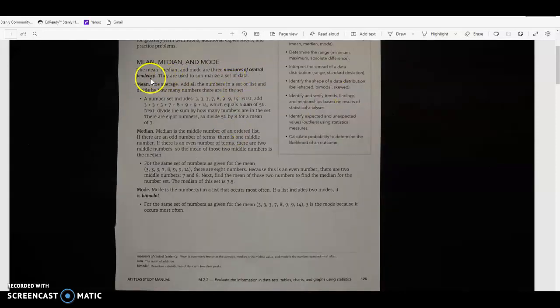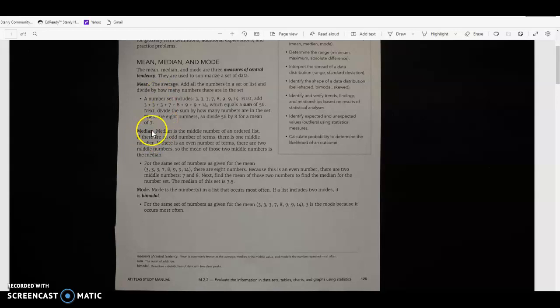The three measures of central tendency are the mean, the median, and the mode. You may be familiar with this, but if you're not, we're going to show you how to find each one of them. The mean is really the average. So to find the average, you add all the numbers in the set or list and divide by how many numbers are in the set. It doesn't matter if they're in order or not in order. The mean, you just add them up, then divide by the number of items.